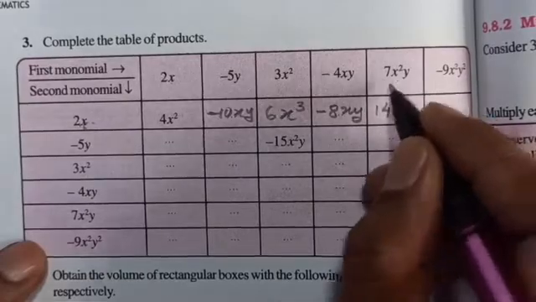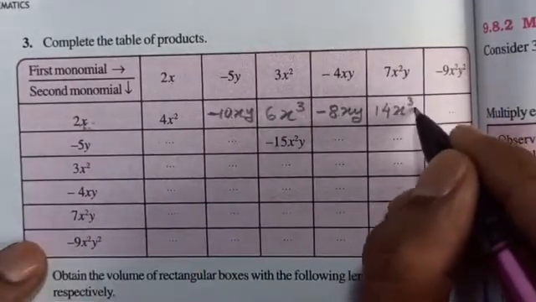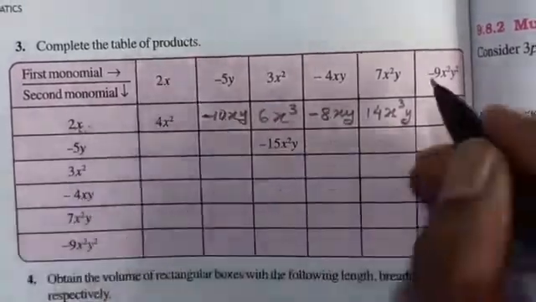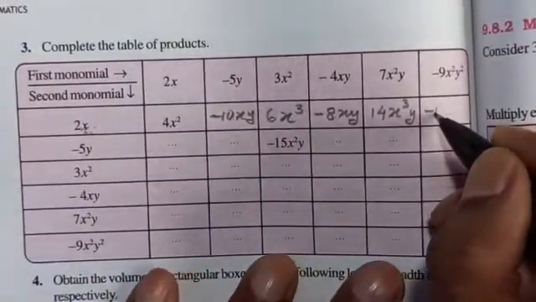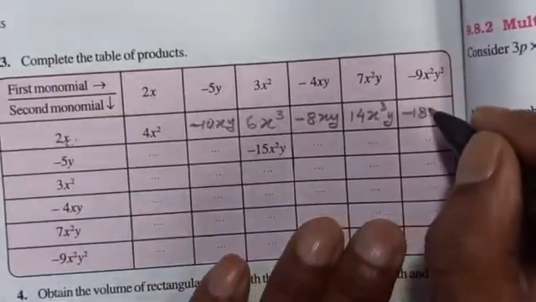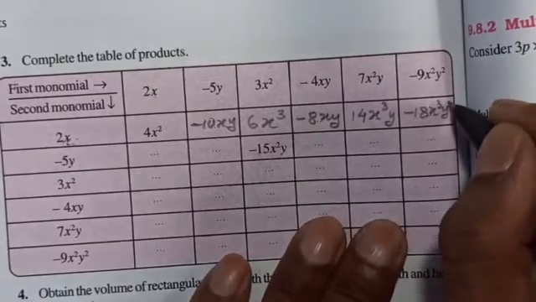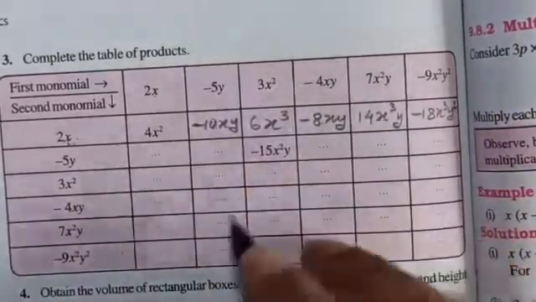Then x into x squared, the powers are added, so x cube, and next is y. 2 into minus 9 is minus 18. X into x squared is x cube. After that, y square. So the others are the same. You try this.